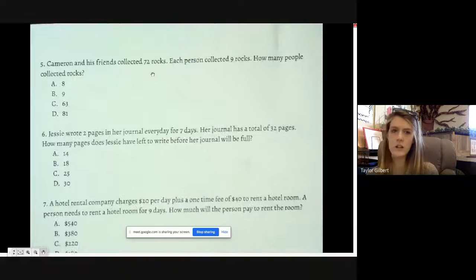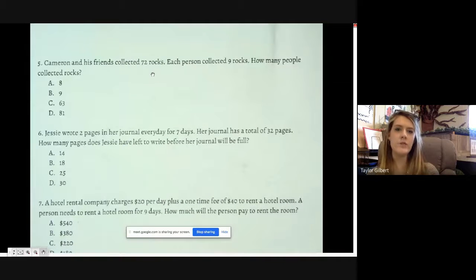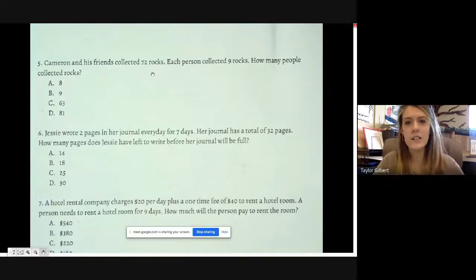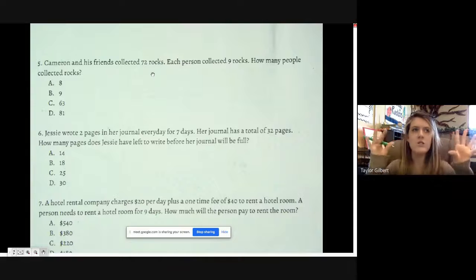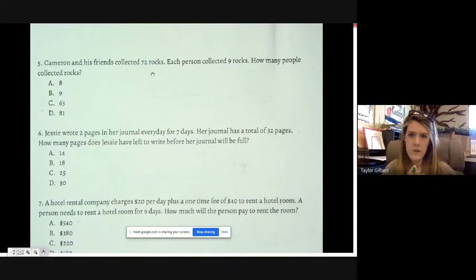All right, we're going on to number 5. Cameron and his friends collected 72 rocks. Each person collected 9 rocks. How many people collected rocks? Think about this. Cameron and his friends collected a lot of rocks. We don't know how many people, but they collected a lot of rocks. Each person collected 9. We want to know how many people.